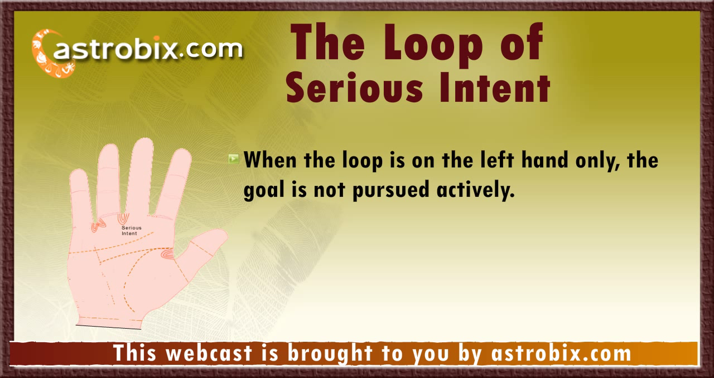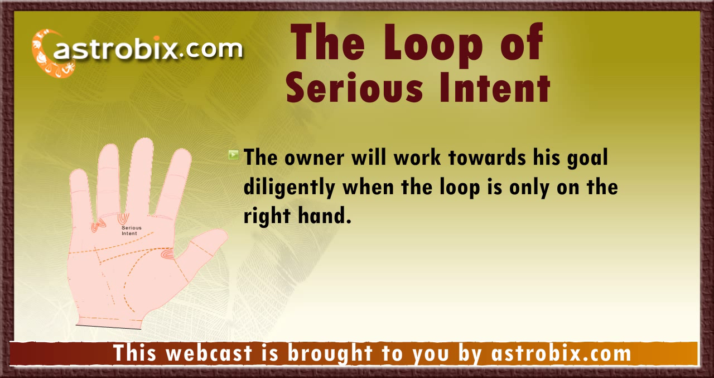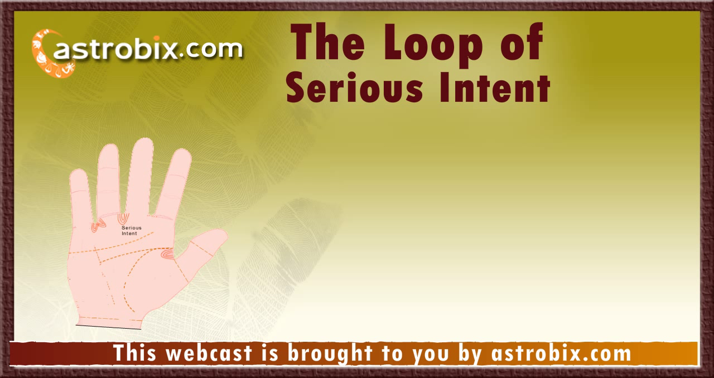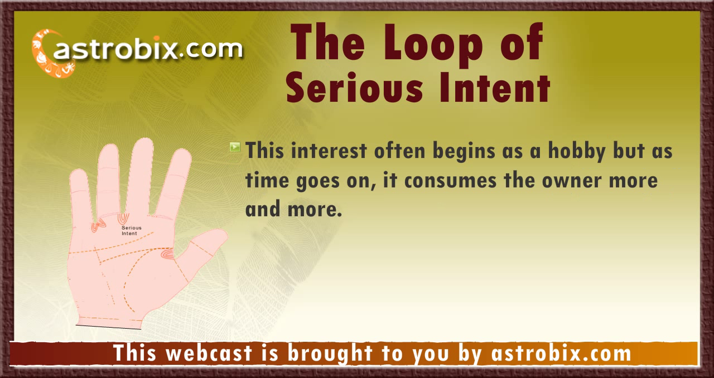When the loop is on the left hand only, the native never pursues his goal actively. He is satisfied in waiting for his or her chance to shine. If the loop is only on the right hand, the owner will work diligently towards the desired aim. When it occurs on both the hands, the person will display a driving ambition to pursue his or her goals. Any interest often begins as a hobby, but as time goes on, it consumes the owner more and more, and it ultimately becomes a passion.